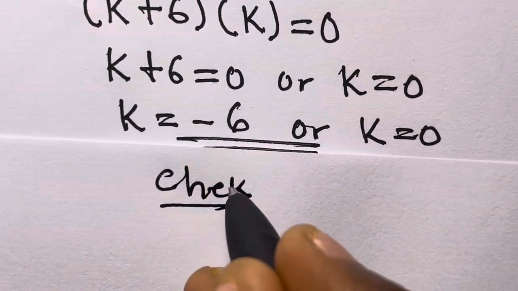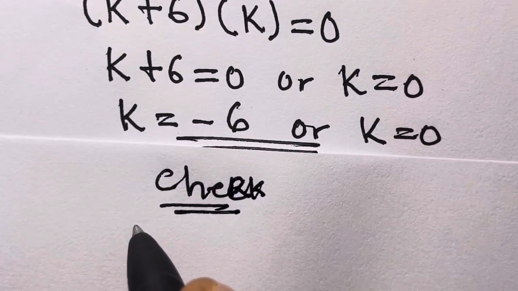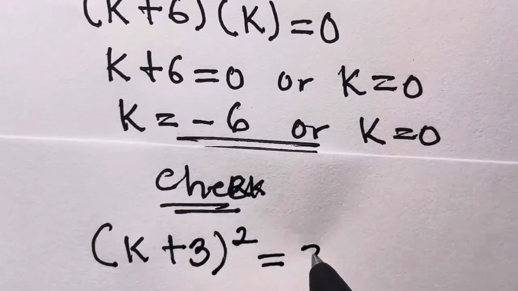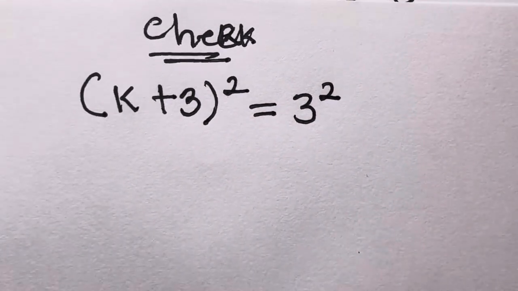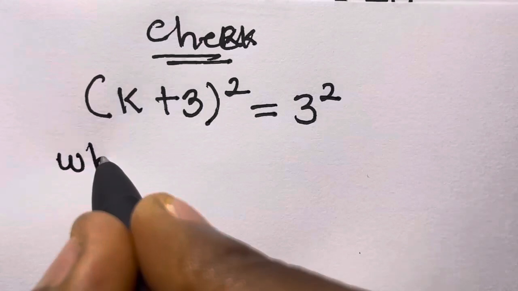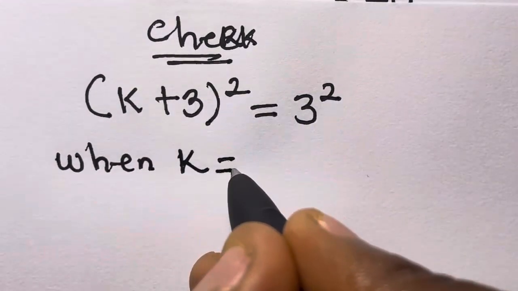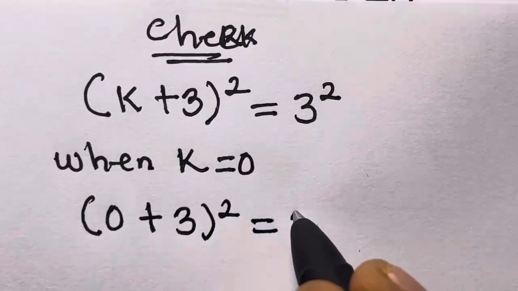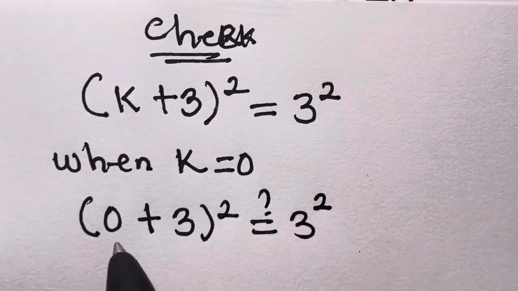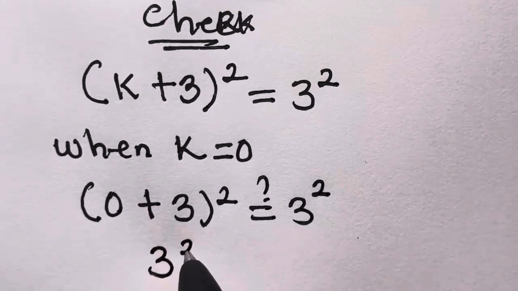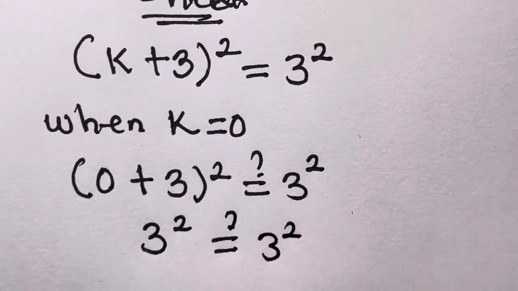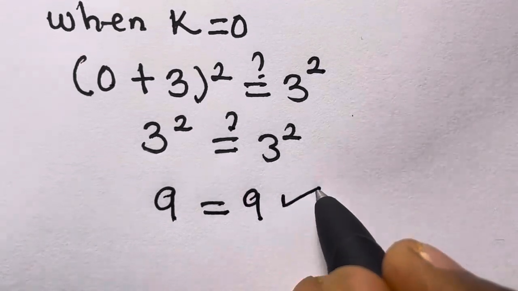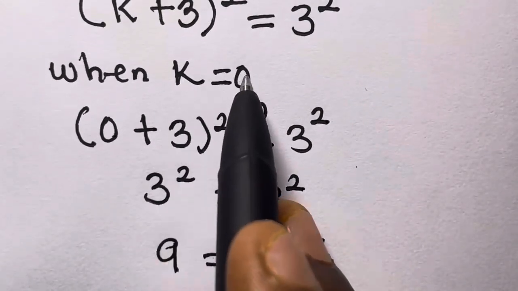So we have check. The given equation is (k + 3)² equals 3², right? And don't forget, let's first check our first solution. When k equals 0, we have (0 + 3)². Is this equal to 3²? So 0 + 3, we have 3². Is this equal to 3²? You observe that 3² gives us 9 equals 9, right? So that means our k equals 0 is valid.